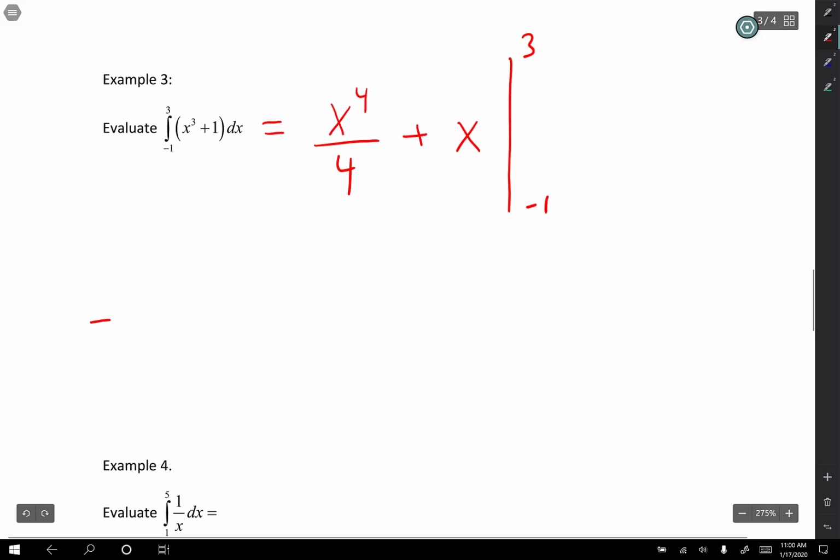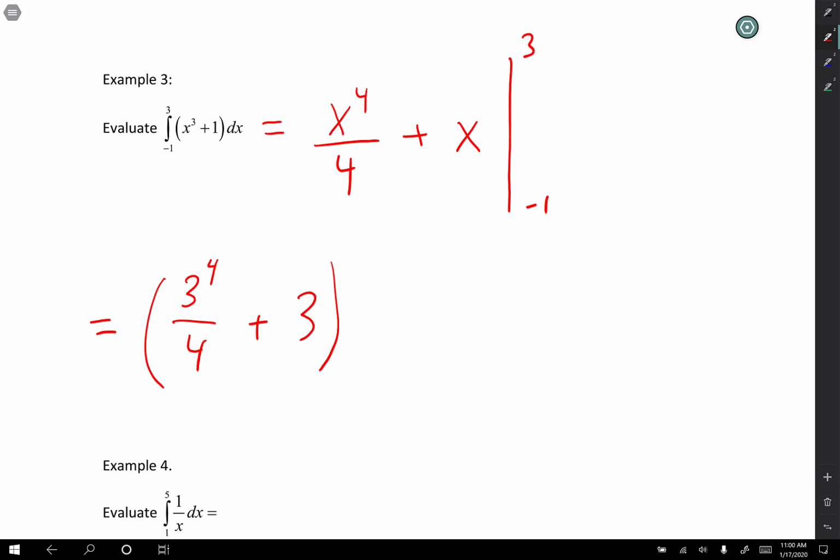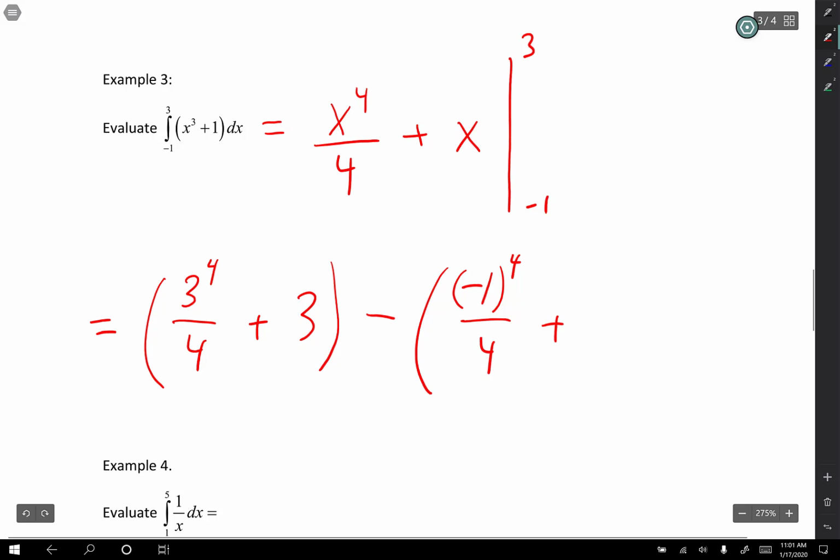All right. Equals. I do upper minus lower. So here we go. Giant parenthesis. I'm going to put the first. So I'm going to go 3 to the fourth power divided by 4 plus 3. Close. Am I done? Minus, open another parenthesis, -1, put that in parentheses so you guys don't get confused there, to the fourth power plus a -1. Close your giant parentheses.